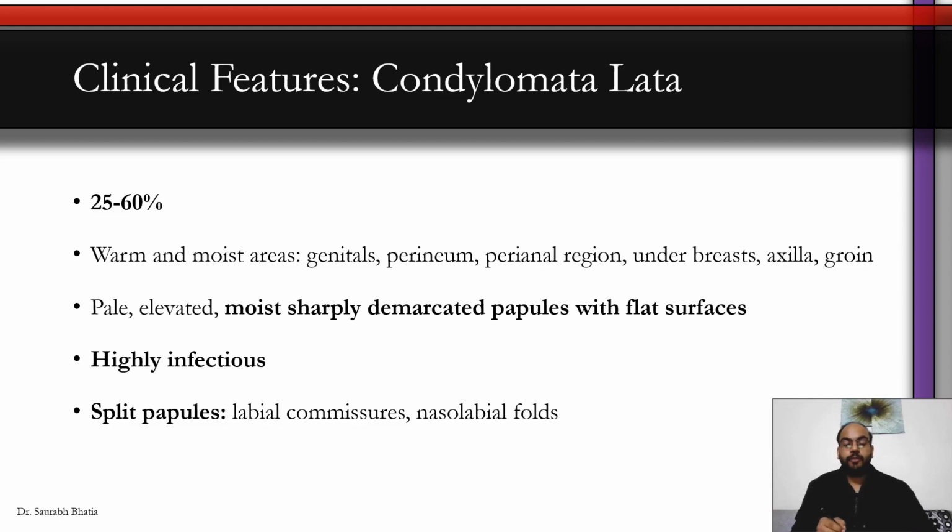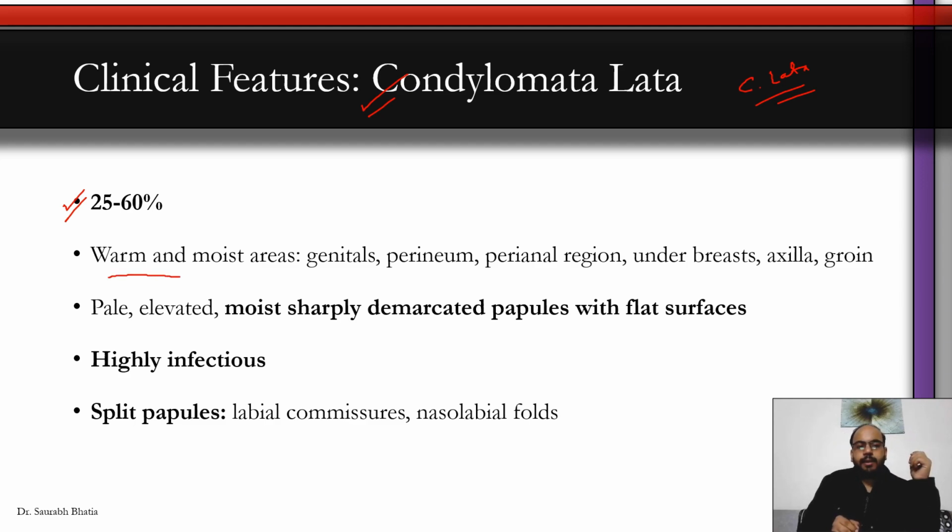Another specific morphology in secondary syphilis is Condylomata lata. Okay, so it's a long name to pronounce. I'll mention it as C lata now. Condylomata lata is a bit of a specific morphology of lesions in secondary syphilis. C lata is seen in about 25 to 60% of the patients.